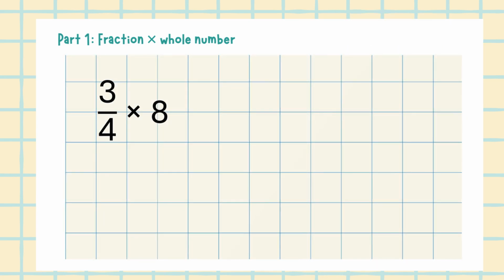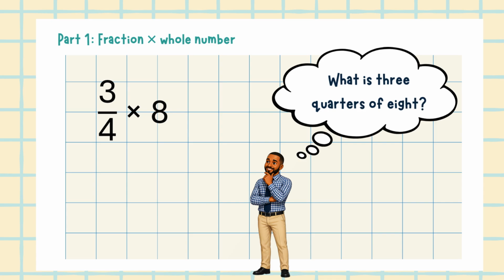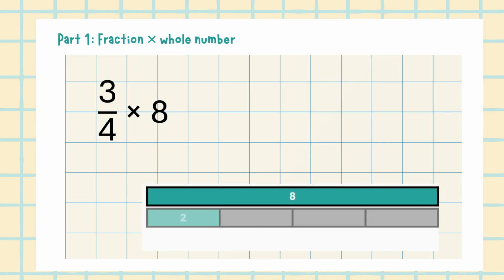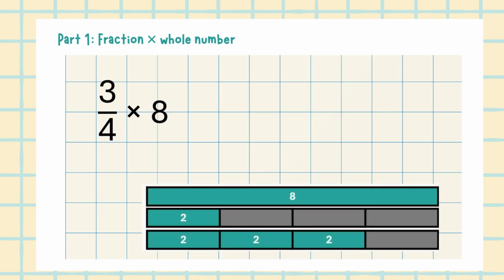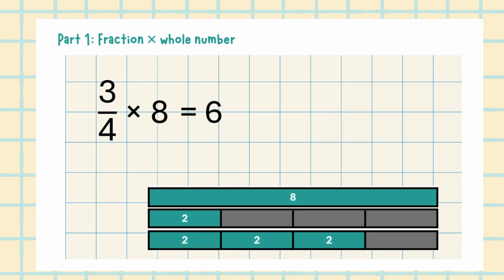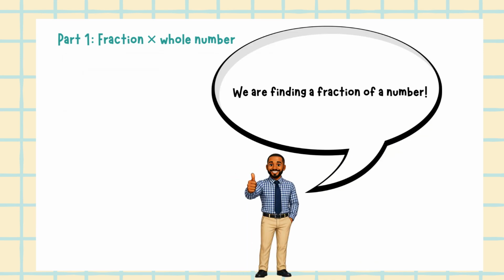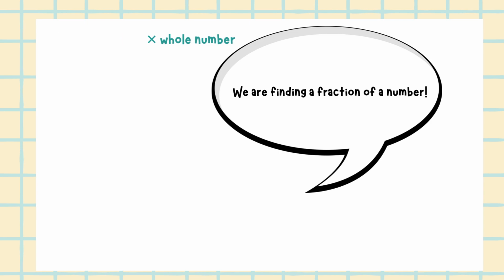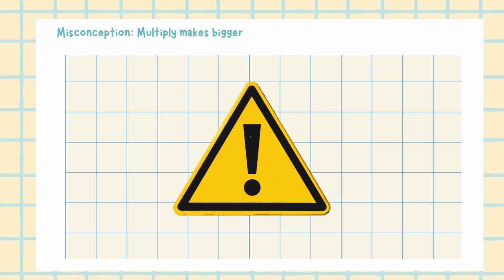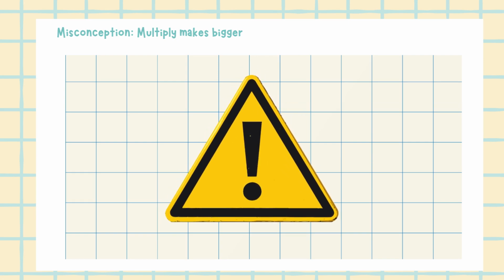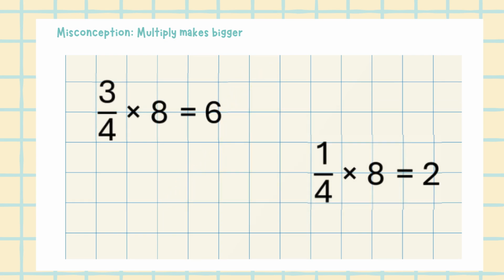Now let's try 3/4 multiplied by 8. 3/4 of 8. 1/4 of 8 is 2, so 3/4 is 2 plus 2 plus 2. So that equals 6. So 3/4 times 8 equals 6. You're finding a fraction of a number, and that is what multiplying by a fraction means. Here's where some people get caught out. Some people think that multiplying always makes numbers bigger. That's not true, necessarily. If the fraction is less than 1, the answer gets smaller.